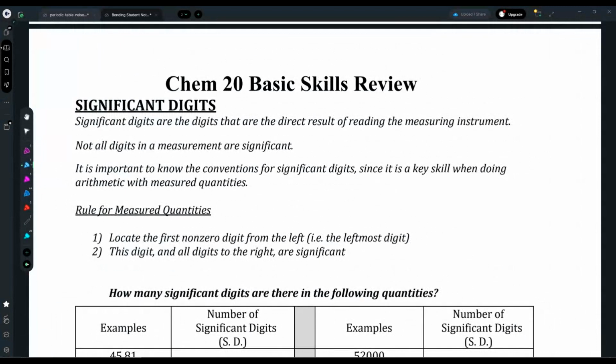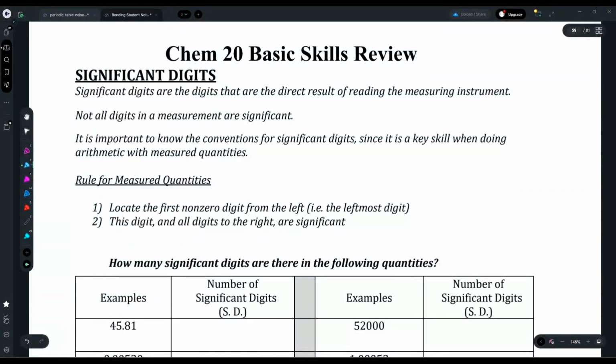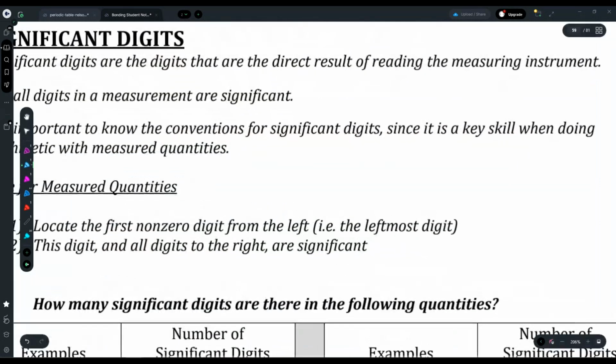And it's important to know the conventions for sigdigs or significant digits since it's a key skill, especially when doing math or any calculation in chemistry here. Okay, so there are some rules for significant digits, and you could go through these ones, but I'll give you an alternative way that I like talking about sigdigs. So number one is that any digit that is not 0 counts as a significant digit.